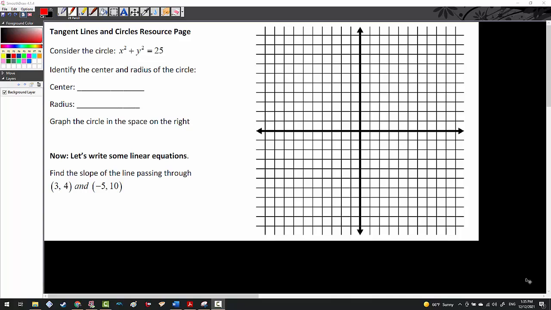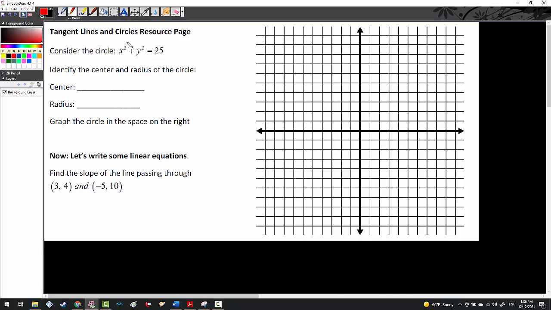In today's episode, we will be discussing tangent lines and circles to see how they are related to each other. And so we're going to do this resource page, and then we're going to see if they do, in fact, have a relationship. So let's consider this circle, x squared plus y squared equals 25. We're going to identify the center and the radius of the circle. Hopefully it won't be that hard.